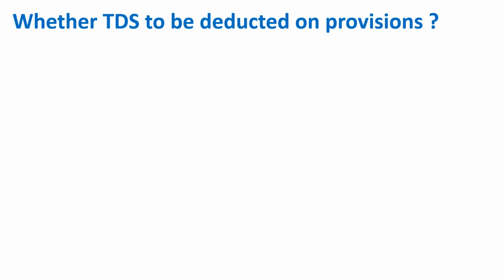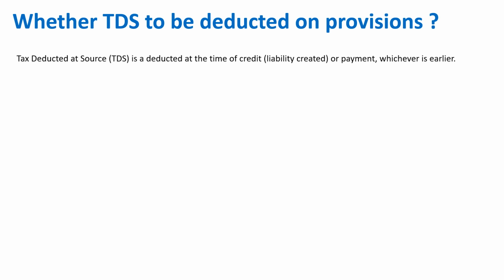Now the question is whether it is to be deducted on provisions. So what was the rule which we understood in the previous slides? TDS is deducted at the time of credit or payment, whichever is earlier. Now question is, what is the meaning of credit? Is it only invoice processing? Or if I have created a provision in the books, even though I have not directly posted to the vendor account, whether this provision will attract TDS?